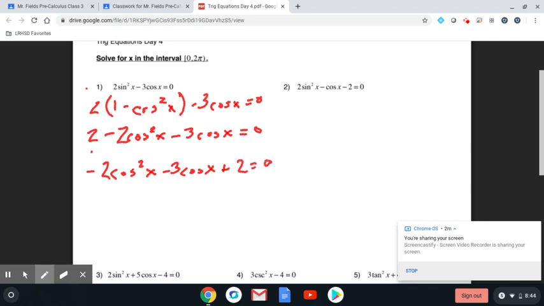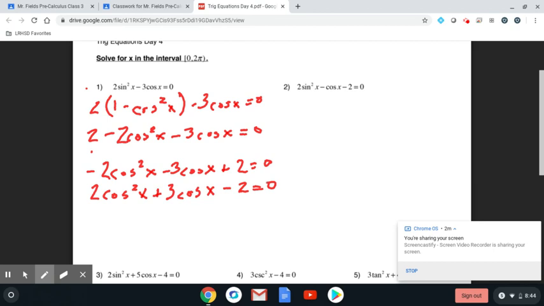Now once you're here, like we said, we always want that first term to be positive. It just makes it a lot easier to factor. So we can go through and multiply everything by -1, and all it really does is change each one of the signs. So it ends up looking like this.